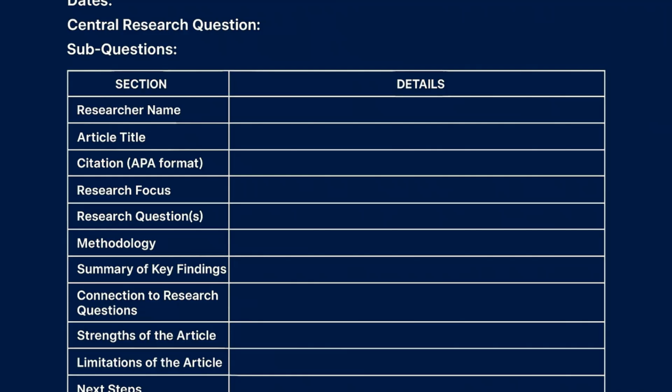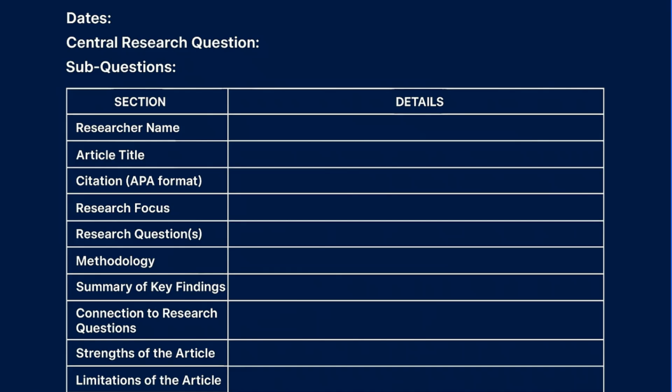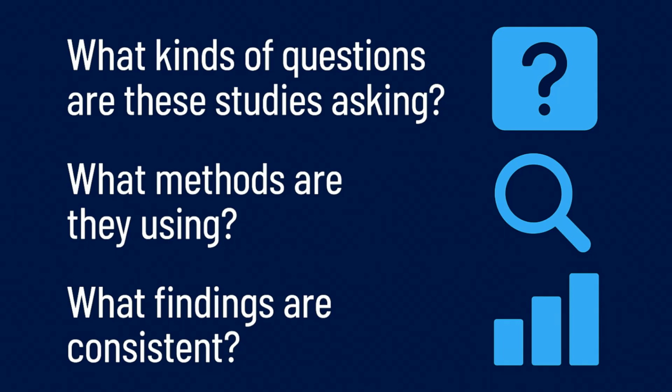The easiest place to begin is by reading the most recent and relevant studies on your topic, using the research log to document the research questions, methodology, findings, strengths, limitations, and any additional notes. Then as you work through the research logs, compare them to see what they have in common and what they do differently. Ask yourself, what kinds of questions are these studies asking? What methods are they using? What findings are consistent? As you start noticing these patterns, it can be helpful to think about different types of gaps that show up in literature.